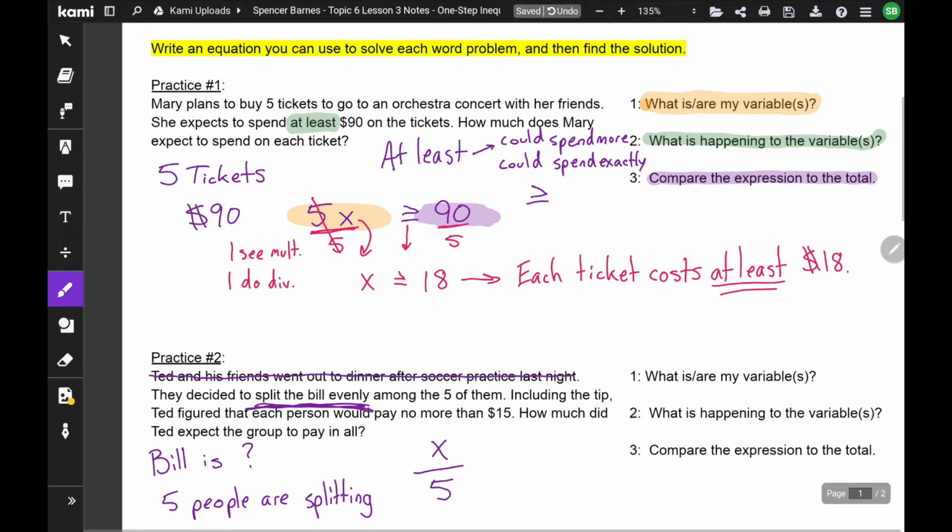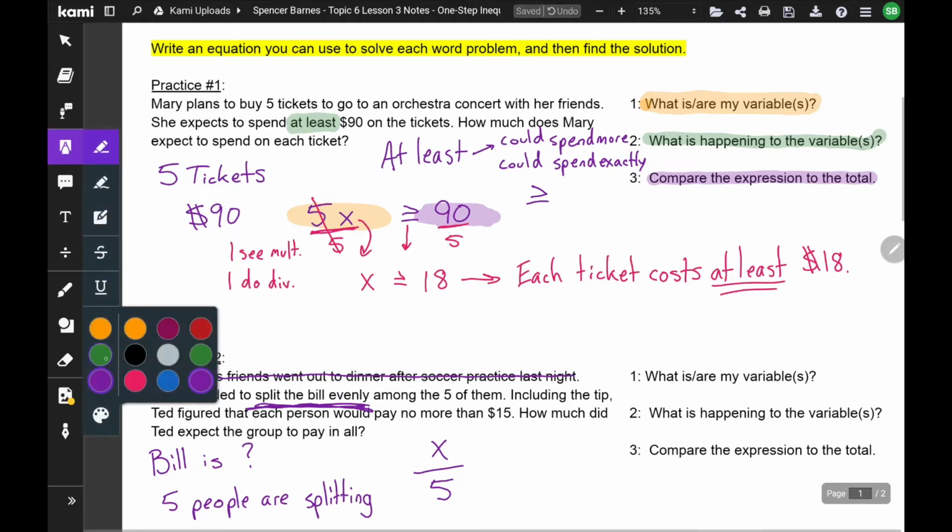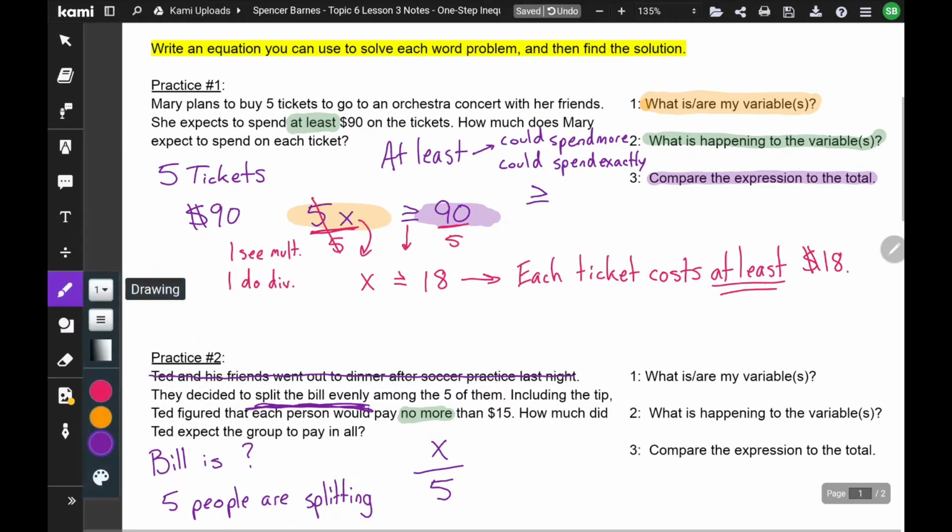And Ted figures each person would pay no more than $15. Well, that's no more right there. That's my key. Well, what does no more mean? No more. That means I'm going to spend less, right? I can't spend more than it. So no more is going to be spend less, because I'm not spending more.